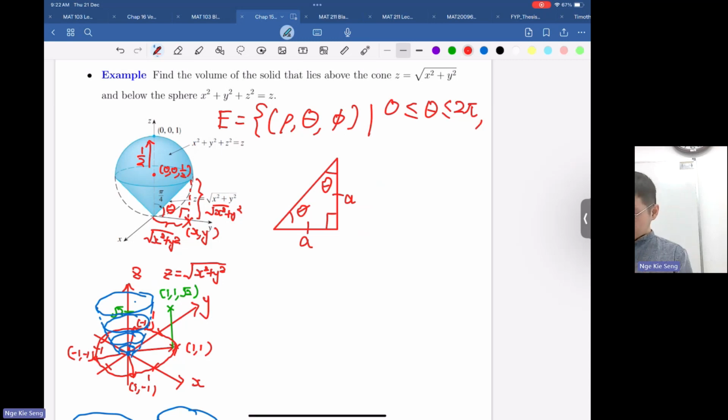Another way to find this theta is you can use tangent, right? Tangent theta equals a over a. So theta equals tangent inverse of that, which is powerful.